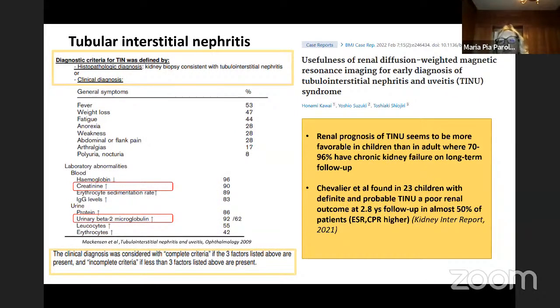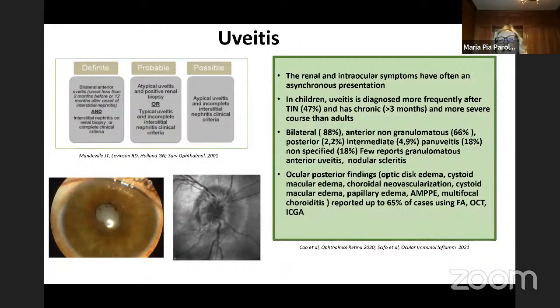The renal prognosis of TINU seems to be more favorable in children than in adults, but in almost 50% of patients, after about 3 years of follow-up, a poor renal outcome was found in children, as reported by Chevalier and colleagues. So the renal and intraocular symptoms often have an asynchronous presentation.